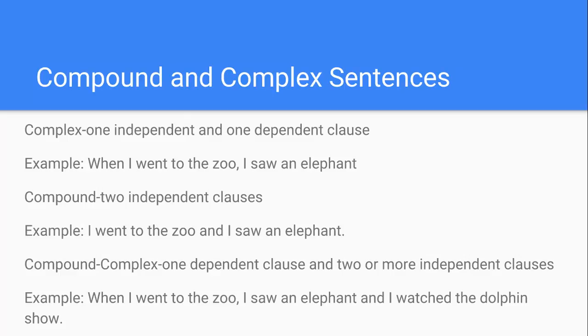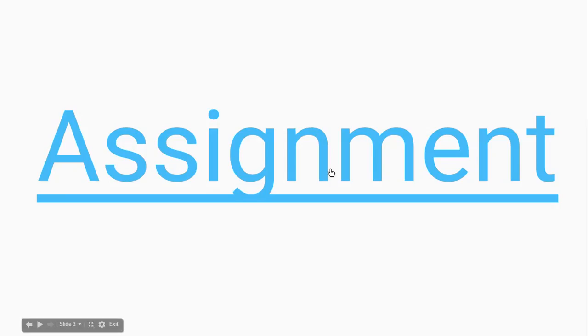A compound complex sentence has one dependent clause and two or more independent clauses. So for example, when I went to the zoo is the dependent clause. I saw an elephant is one independent clause. I watched the dolphin show is another independent clause. Okay, so next you're going to go to your assignment.